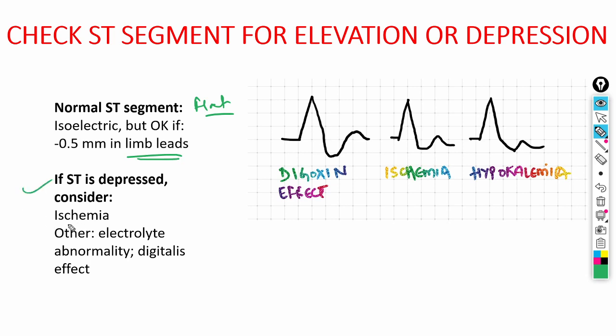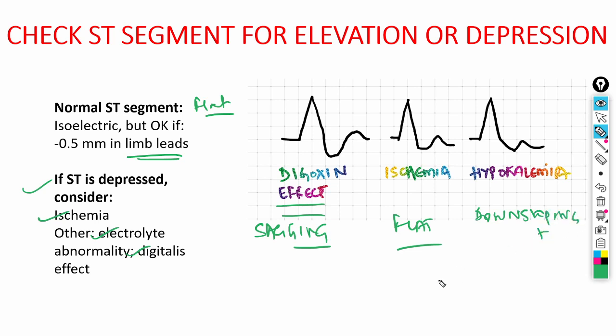If the ST segment is depressed, that is around 1 small box in depth, we can consider causes like ischemia, electrolyte abnormalities like hypokalemia, and digitalis effect. As we have already discussed, digoxin effect has a sagging ST segment. Ischemia has a flat ST segment. On the other hand, hypokalemia has a mildly downsloping ST segment along with a flattened T wave and an occasional U wave. These are the changes with hypokalemia.